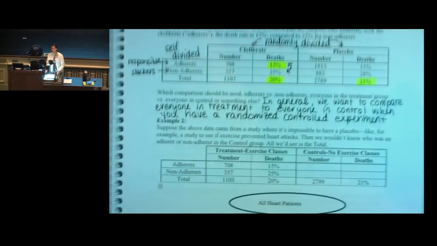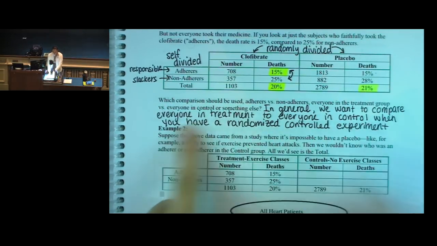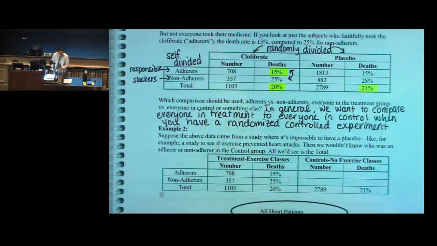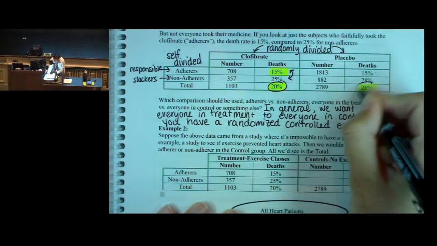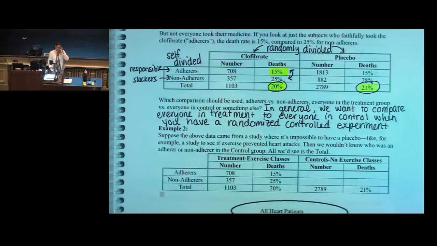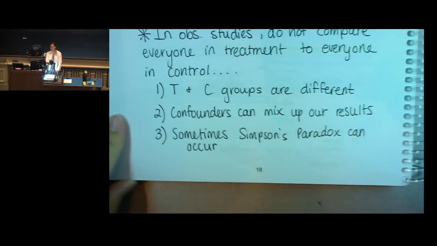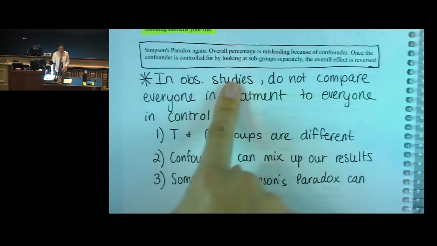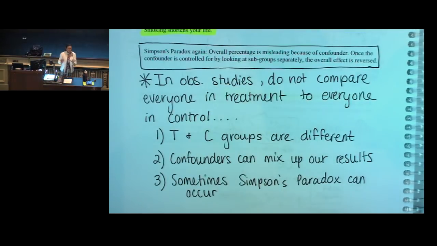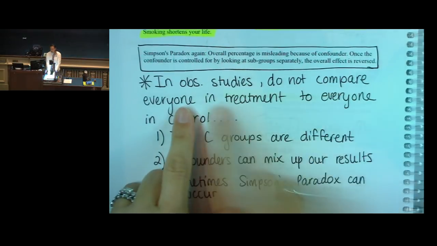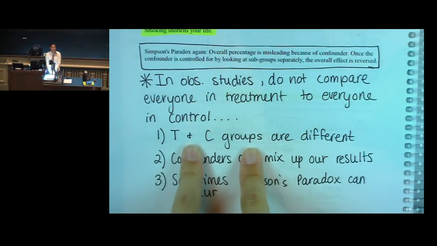But I also want to address this. I just said we want to compare everyone in treatment to everyone in control. So ultimately, I'm going to look at these two numbers if I have a randomized controlled experiment. You might be thinking, I literally just said the opposite over here, right? But this is for observational studies, so they should be opposites, right? Observational studies aren't good. Treatment and control groups are different.